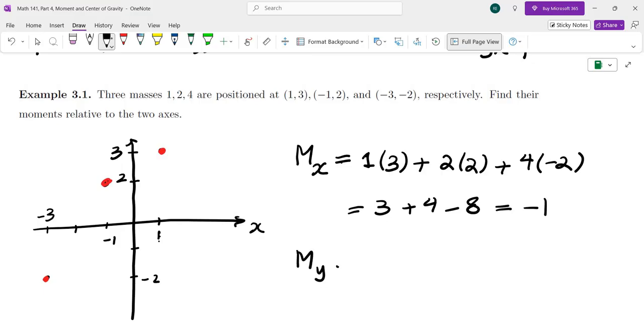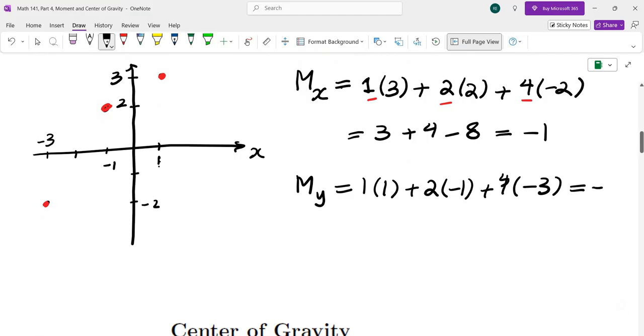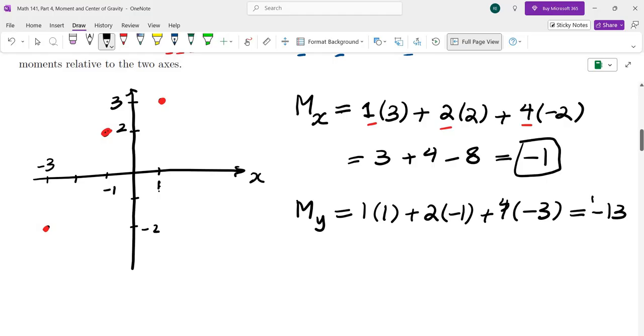Moment relative to the y-axis, again, we're multiplying each of the masses, 1, 2, 4, with each of the x coordinates. So 1, -1, and -3. That's how we get the total moment. Moment with respect to the y-axis would be 1 times the x coordinate, so 1, plus 2 times -1, plus 4 times -3. And that is -13. So that's the total moment relative to the x-axis and relative to the y-axis.